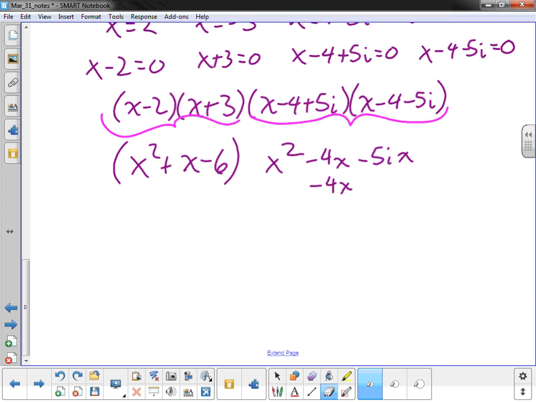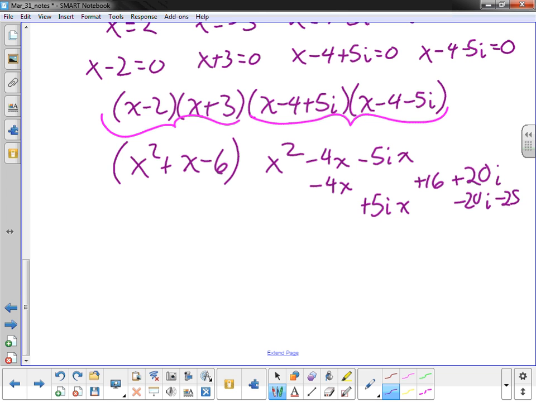So I'm going to take the negative 4. I got a negative 4 times x. It's a negative 4x. Negative 4 times negative 4 would be the positive 16. And then the negative 4 times the negative 5i would be a plus 20i. There we go. And now I'm going to take the 5i through all of it. So I got a positive 5ix and a minus 20i and a minus 25i squared. So now I got to clean this all up.